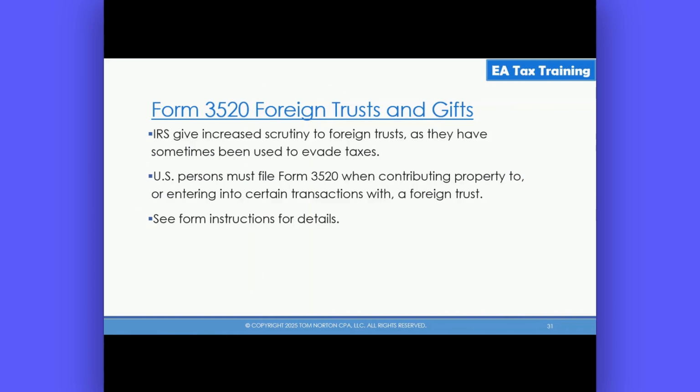Form 3520. So this is that form that was mentioned on Schedule B that said if you had any interaction with a trust, then you may have to fill out this Form 3520. The IRS is very leery of foreign trusts because a lot of tax scammers will try to use them to evade U.S. income tax. So they want to know if you have a foreign trust. So if so, then you have to fill out this Form 3520 and submit it with your tax return.